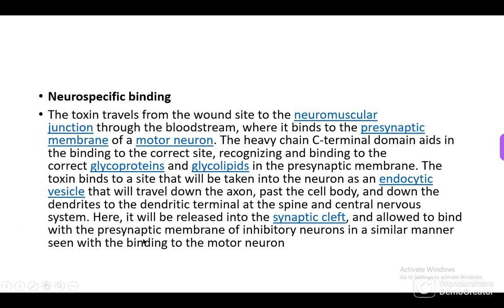Spastic paralysis is the paralysis of the upper motor neuron. So it is the upper motor neuron, the interneurons that are involved, not the anterior horn cells. Although the action is on the nerve and the neuromuscular junction, the end result is the spastic type of paralysis.